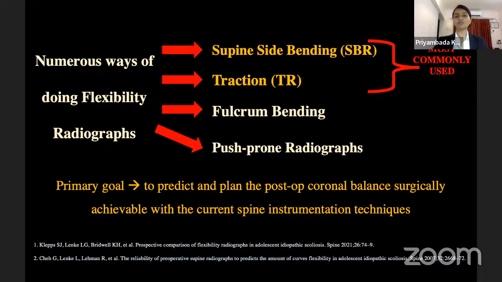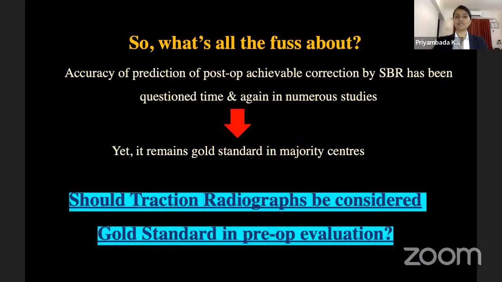There are numerous ways of doing these analyses, the most common being the supine side bending X-rays and the traction X-rays. But what we need to understand is that the primary goal remains the same no matter which method we use, and that is to predict and plan the post-op coronal balance, surgically achievable with the current instrumentation techniques. So what's all the fuss about?